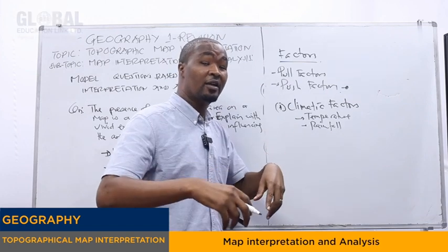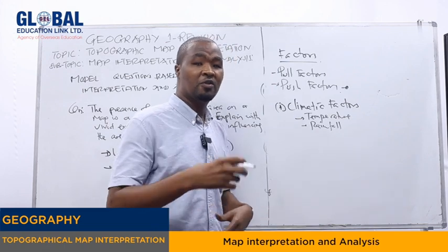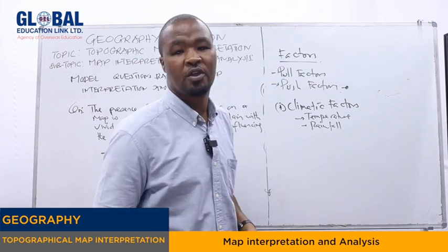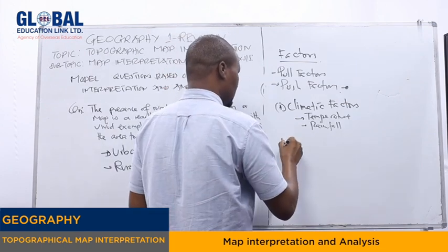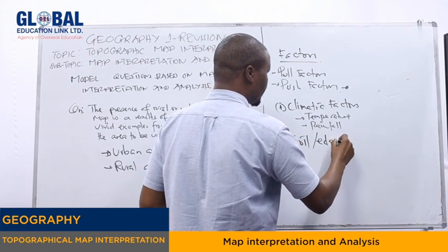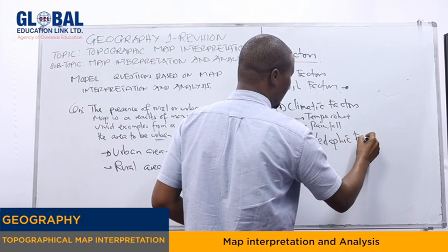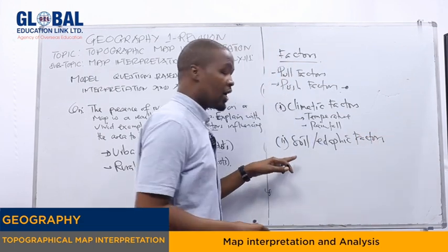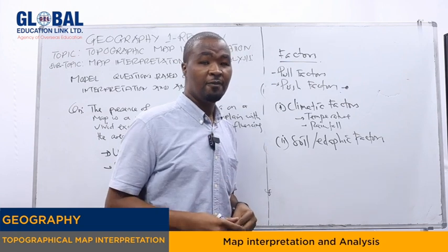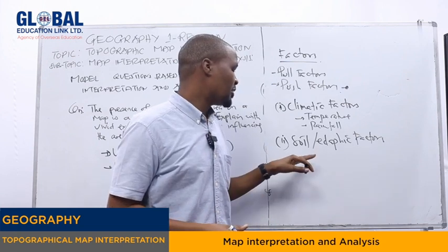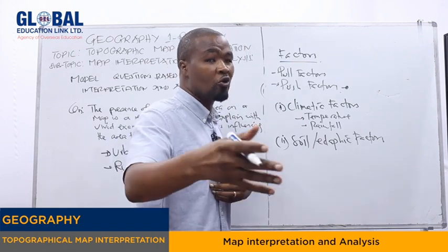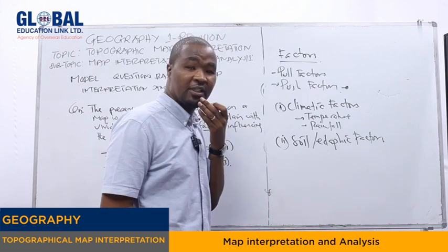If they are in an area where there is little or no rainfall, automatically they may shift to the area where there is high rainfall in order for them to do agricultural activity. That's the first point. Then we have the soil, or the edaphic factor. Most of the people tend to live in an area of good soil for agricultural reasons. Sometimes they may shift from one area to another to look for good soil. So we have the soil, or the edaphic factor.